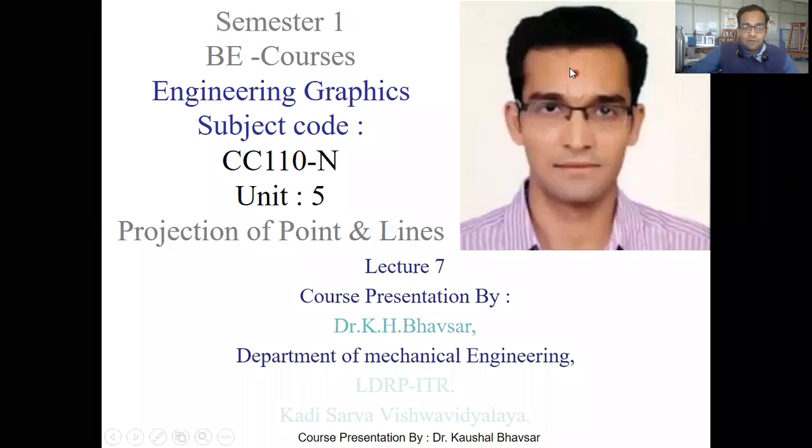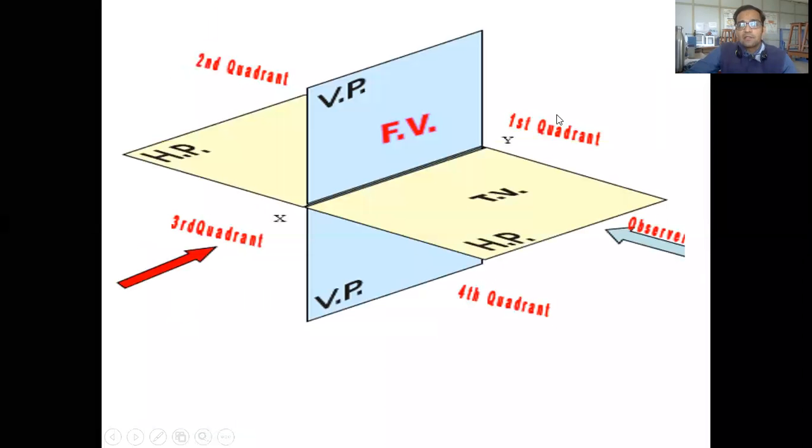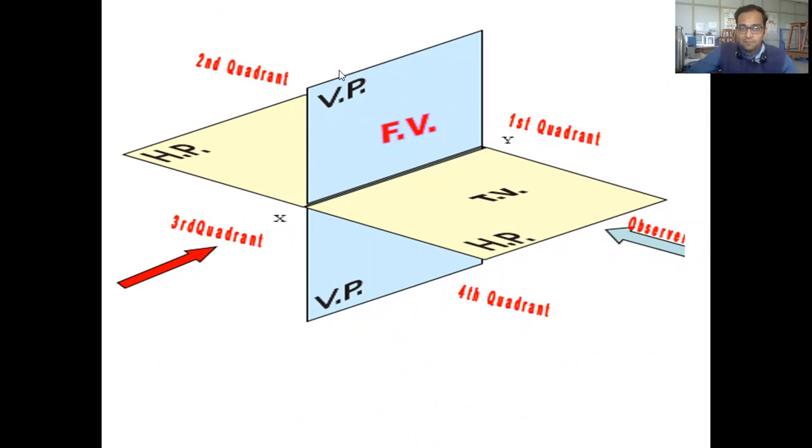Already done. We had discussed points in quadrant 1, quadrant 2, quadrant 3 and quadrant 4. These are the quadrants where the region is separated into 4 parts by the intersection of the vertical plane and horizontal plane, or the placement of the vertical plane and horizontal plane which are intersecting each other.